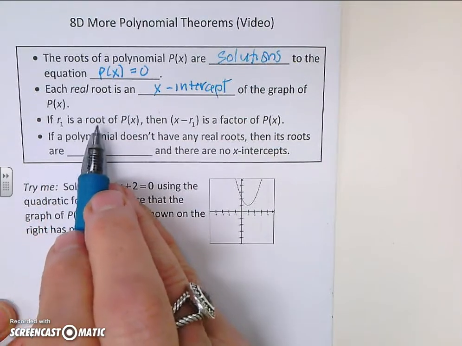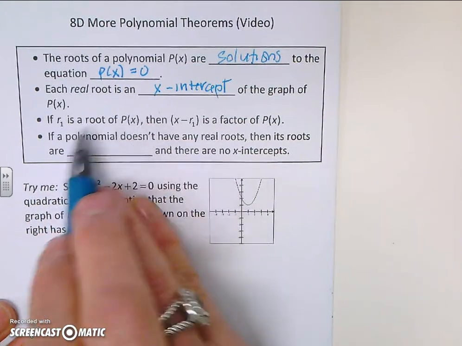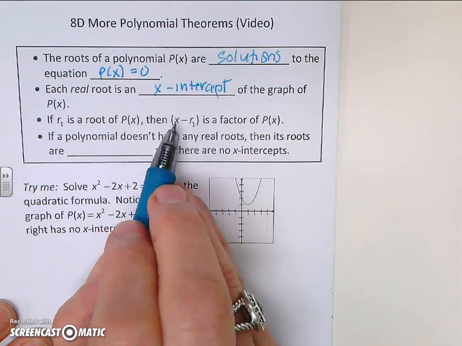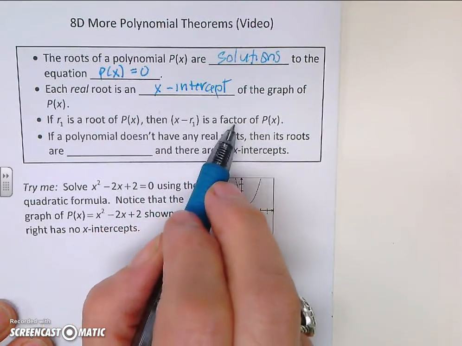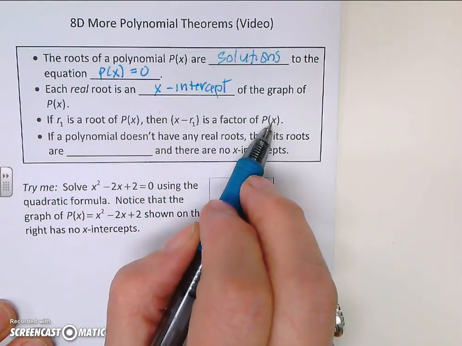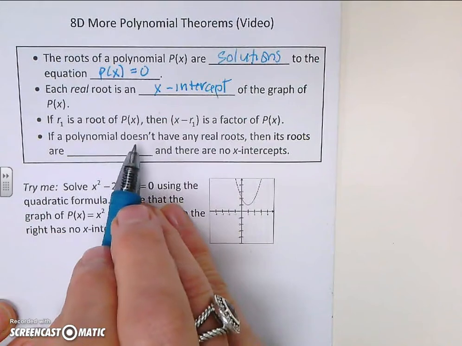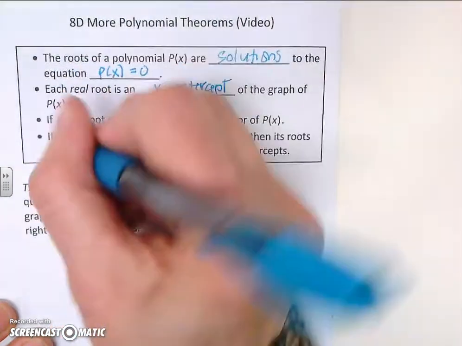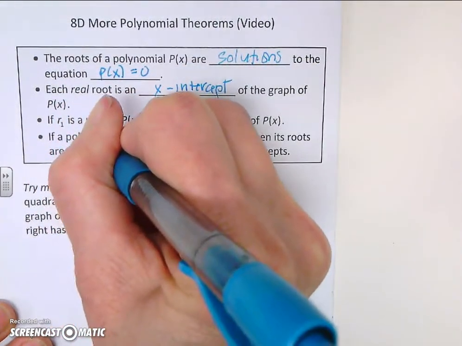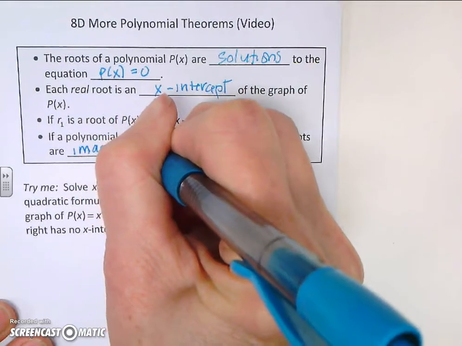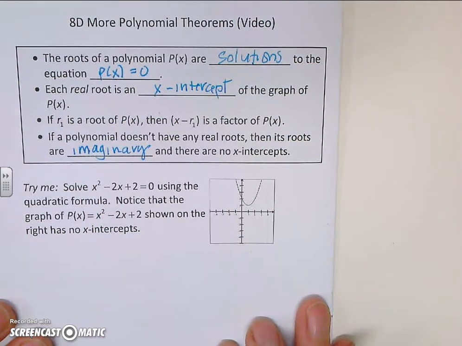If R1 is a root of p of x, so it's one of our solutions, then x minus R1 is a factor of p of x. If a polynomial doesn't have any real roots, then its roots are imaginary, and there are no x-intercepts.